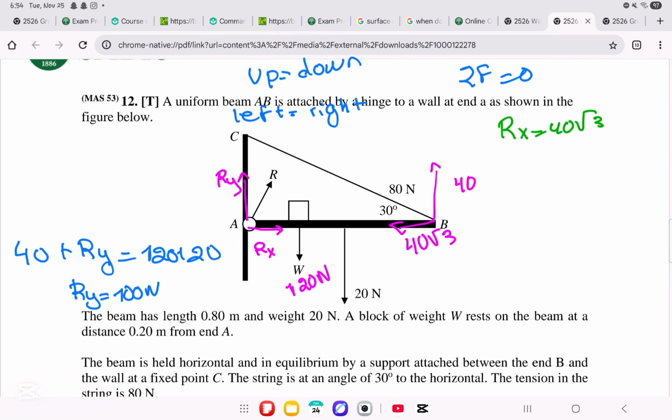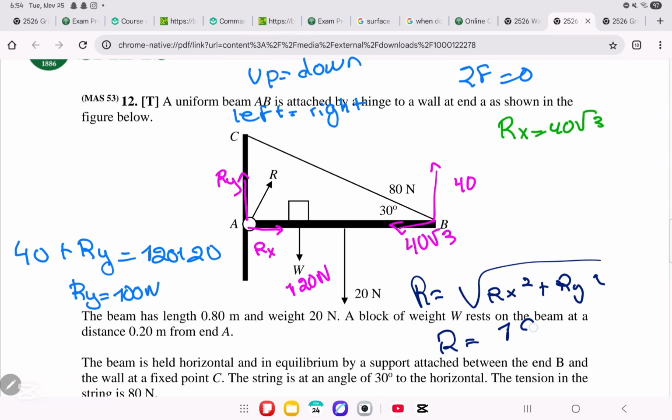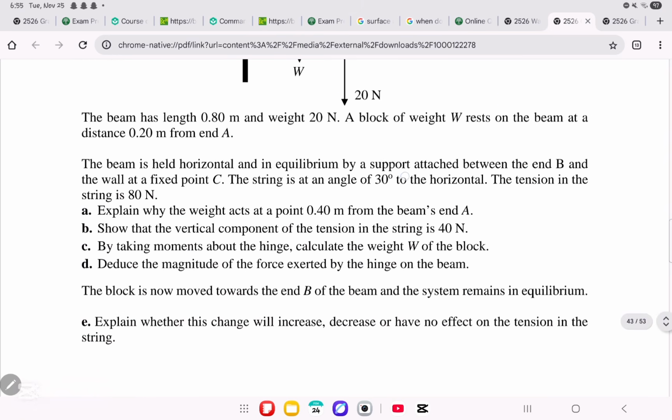So now, what are you going to do? You're going to find resultant R. It's equal to radical Rx squared plus Ry squared. So you put it on the calculator: radical 100 squared plus 40 radical 3 squared. And you should get your value of R to be equal to 122 newtons. Okay, so that is it for part D.